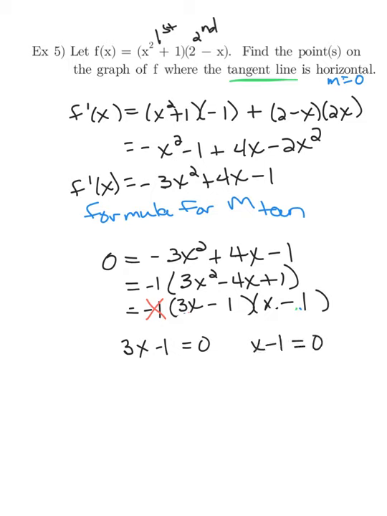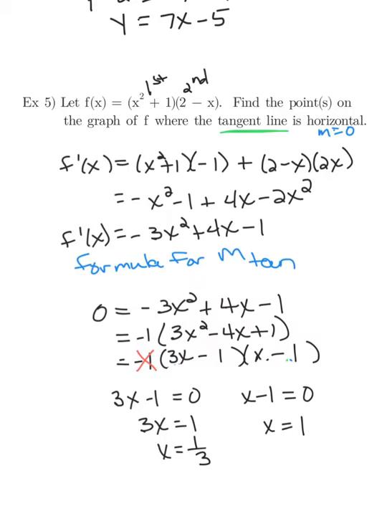Solving this first little equation, we're going to get 3x equals 1. Divide by 3, you get x equals 1/3. Add 1 on the other equation, you get x equals 1. These are the two x values where you would have a horizontal tangent line. That means in the graph, they would either be a peak or a valley, or mathematically, they would be turns.